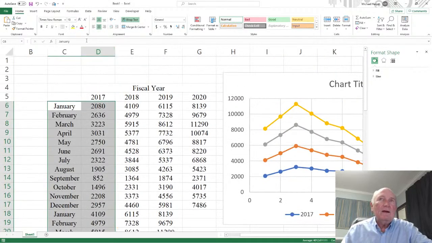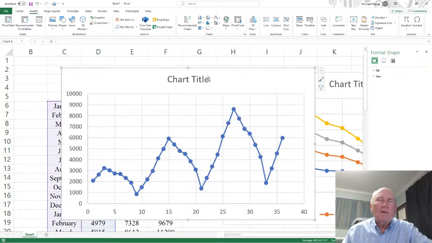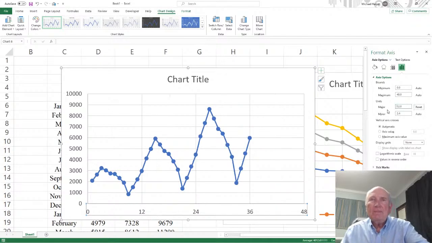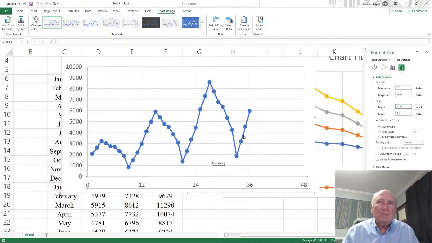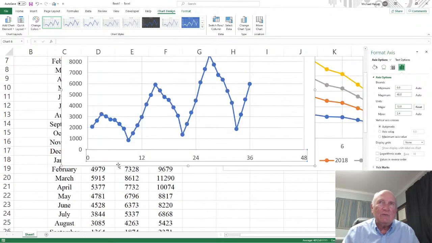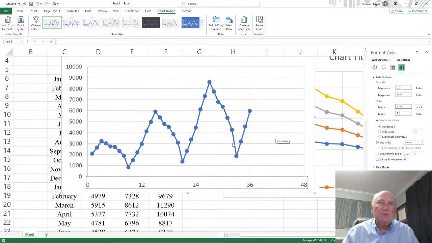Okay. Let's do this again. Insert. There we go. So there's our line plot. It starts at 2080 and it ends down here at 5981, and there's 5981 right there. Okay, so we have it.